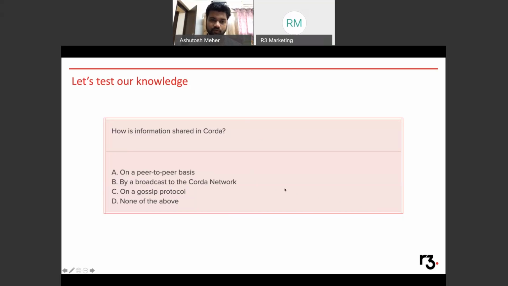All right, I'll give you a minute to think about it, and then we will just look at the answer. So we just talked about it. How does Corda share information? The correct answer here is A. Corda as such doesn't have a broadcast mechanism or a gossip protocol. It just shares information on a point-to-point basis and on a need-to-know basis. So the correct answer here is option A.